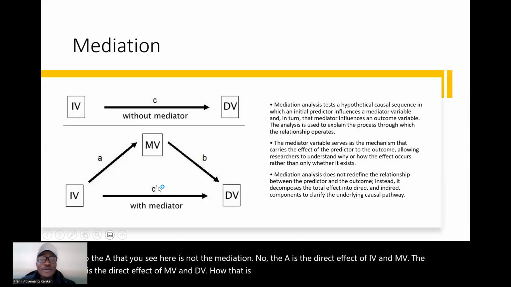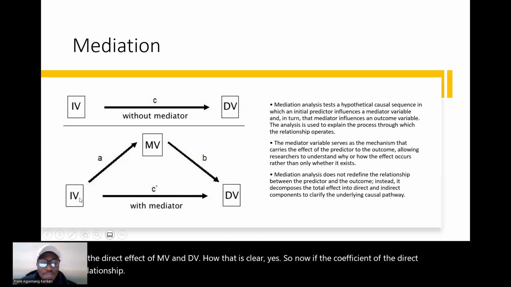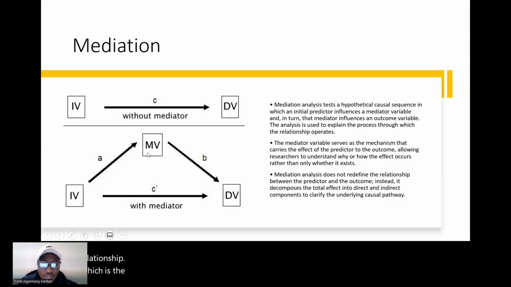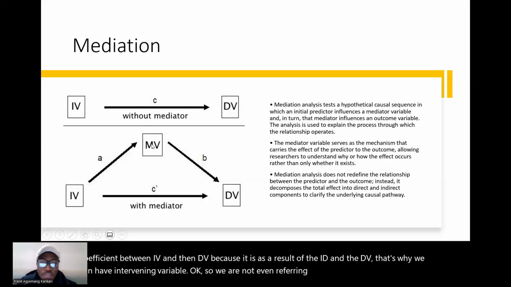Yes. Now, the coefficient of the direct relationship, which is the IV and then the DV, this is the main model, right? It is as a result of the relationship between the IV and the DV that we can have an intervening variable. So we are not even referring to IV and MV or MV and DV.